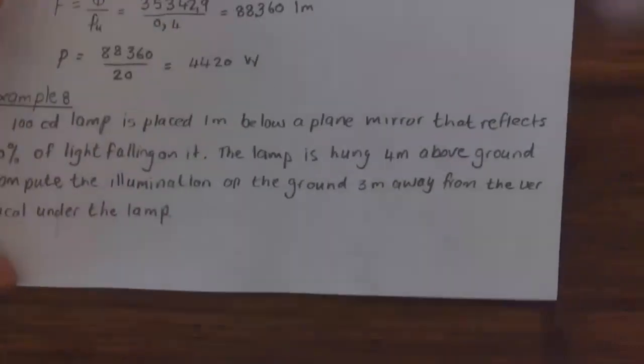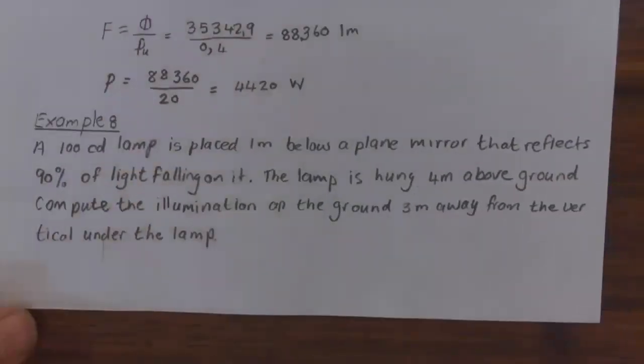Another example, a 100 candela lamp is placed 1 meter below a plane mirror that reflects 90% of the light falling on it. The lamp is hung 4 meters above the ground. Compute the illumination on the ground 3 meters away from the vertical under the lamp.